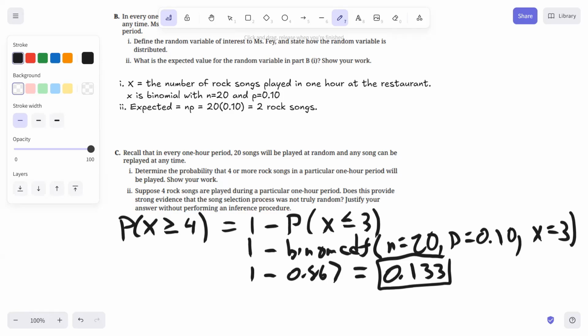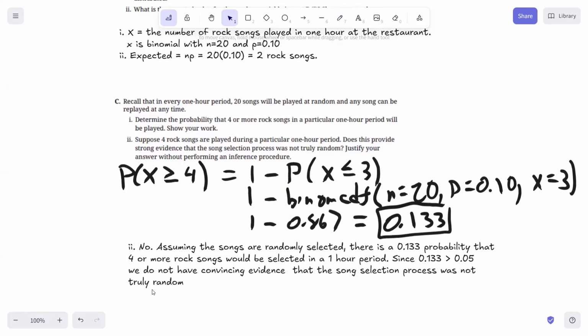So we do not have convincing evidence that the song selection process was not truly random. So I'll write that out for you down here just so you can see it in a concise statement. So there I have it for you. And that finishes problem number 3.